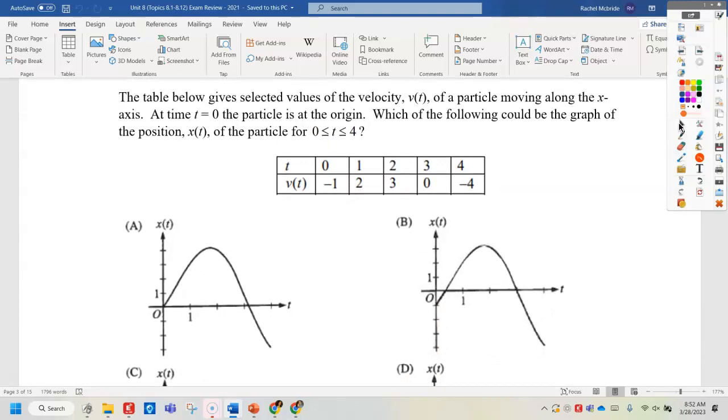Okay, the answer for this one was also C. And that had to do with that at zero velocity, it was increasing. At one, it was decreasing. At one, it was increasing. And at three, you had a horizontal.